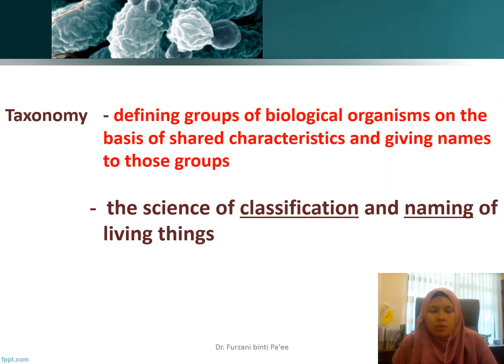Alright, another term that I need you to understand is taxonomy. I believe you have come across this term in your first year: insect taxonomy, plant taxonomy, animal taxonomy. Taxonomy is defined as grouping biological organisms on the basis of shared characteristics and giving names to those groups. So this is the classification. Besides grouping them, we also have to give names to them, so that it means something and it's easy for us to refer to in the future.